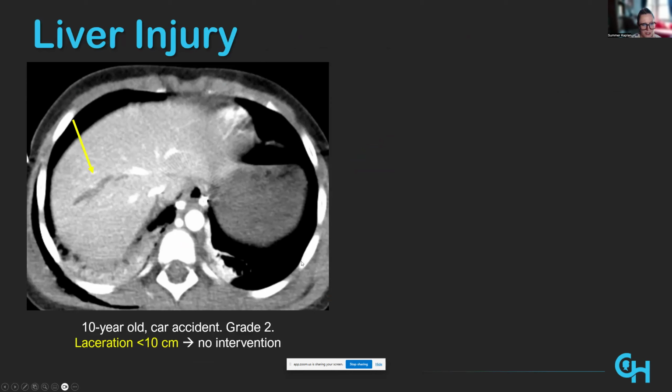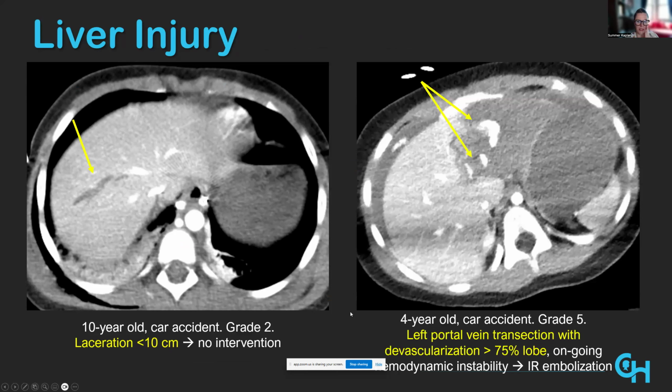This is an example of a 10-year-old who was in a car accident with a grade 2 injury. The laceration is less than 10 centimeters, and this patient did not need any intervention. You'll find in general that in pediatrics, there's much, much less intervention for solid organ lacerations.